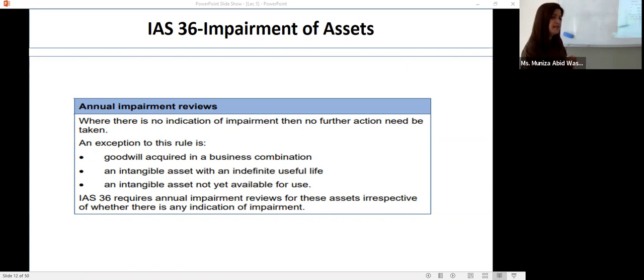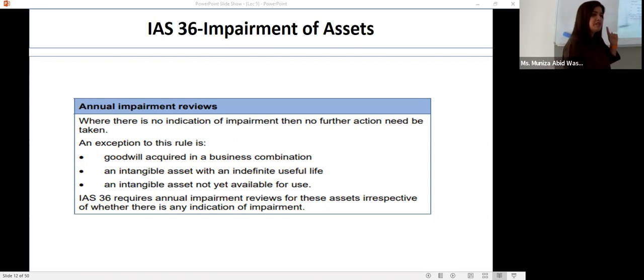Okay, and those intangible assets with an indefinite useful life, are they amortized? No, but the impairment review is conducted for them. When we discussed IAS 38, we discussed that only the intangible assets with a definite useful life are amortized. Those with an indefinite useful life are never going to be amortized, but they will be checked for impairment. The impairment review is going to be conducted for them. And those intangible assets which are not yet available for use, are they going to be amortized? When does the amortization start?